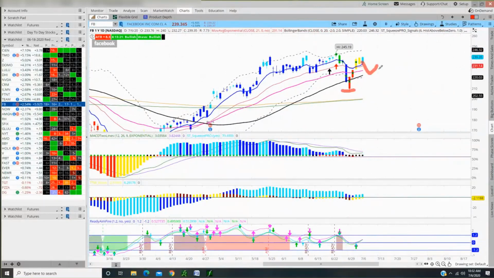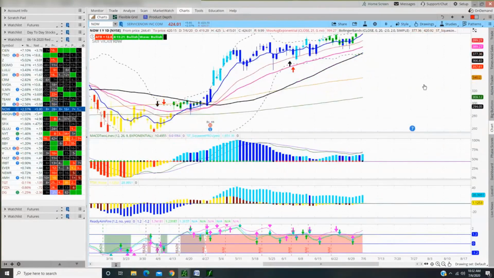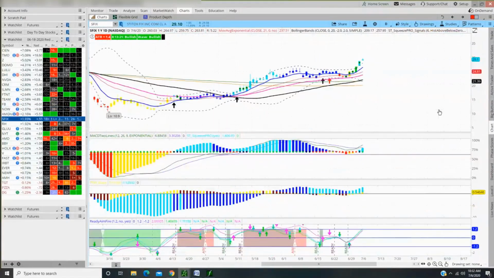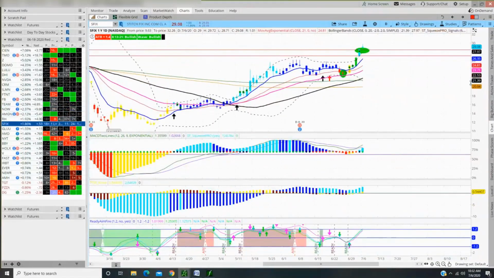Now I needed to do this. If it goes straight up, I'll never get in the trade, and I'm okay with that. Now, higher high, bull flag, wait for it to pull back. Higher high, bull flag, wait for it to pull back. Higher high, ooh, Jeff hit his target, FIX.